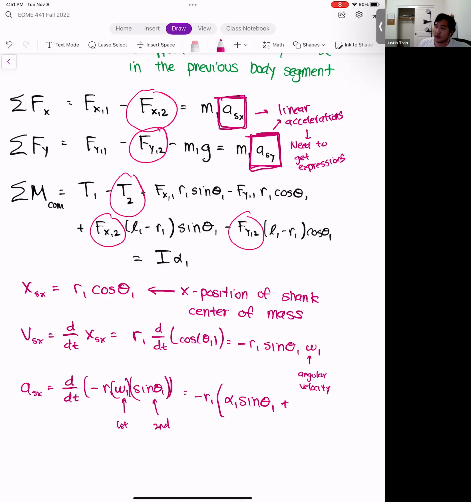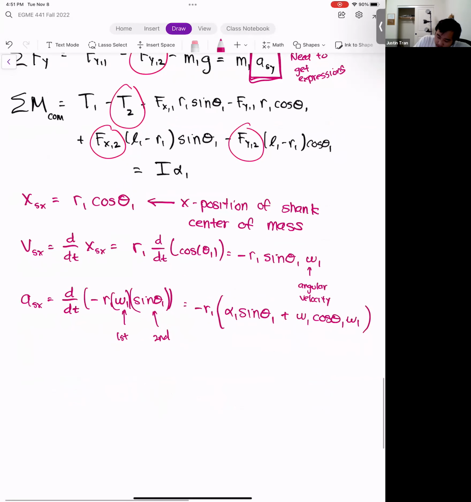And so we take the derivative of sine theta 1. The derivative of sine theta 1 is just omega 1 cosine theta 1. Okay, once again, we're using chain rule. And so the derivative of the second multiplied by the first, which is omega 1. Okay, and so ASX here is thus minus R1 times alpha 1 sine theta 1 plus omega 1 squared cosine theta 1.